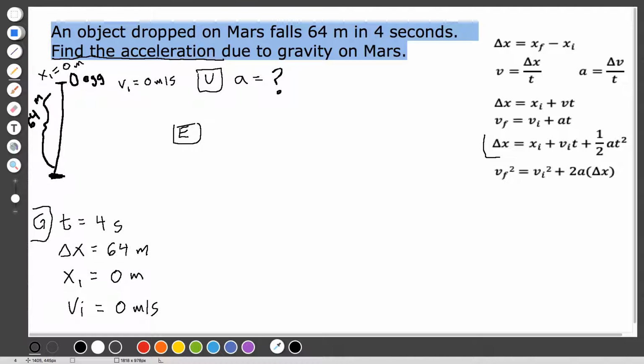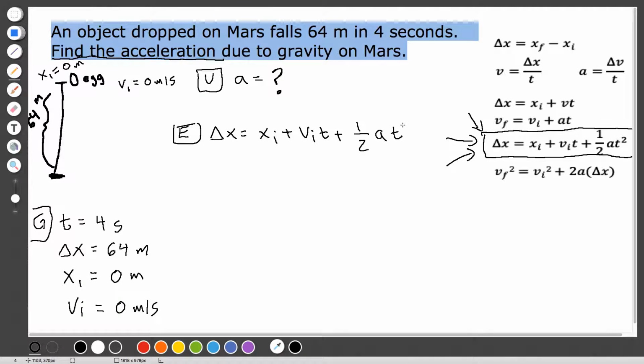Okay. And now we got to pick our equation. And I'm just going to stick with this one, because this one's worked out pretty well so far. So why not give it another go? So the equation is delta x equals x initial plus velocity initial times time plus 1/2 at squared. Just like the other problems, x initial is 0. Velocity initial is 0 times time. Anything times 0 is also 0. And so delta x equals 1/2 at squared.